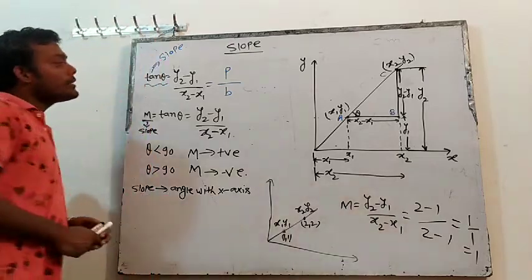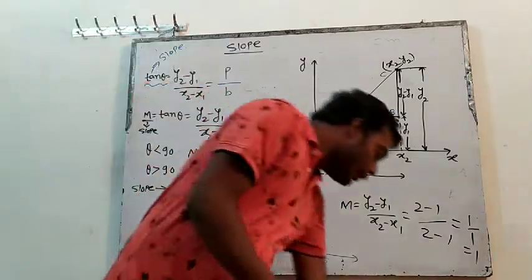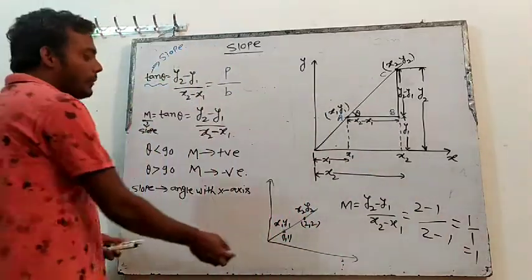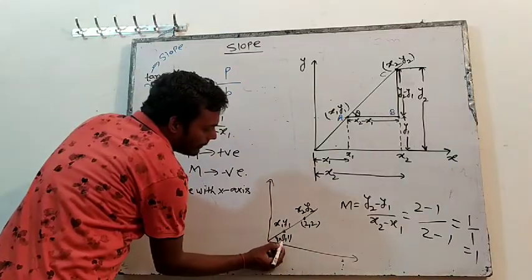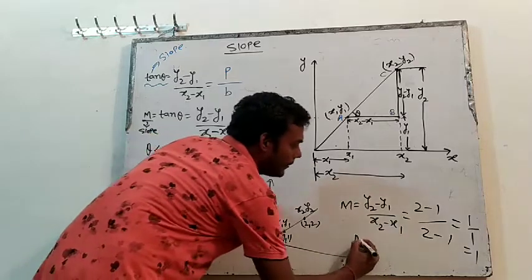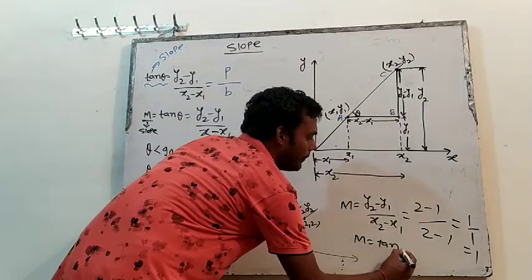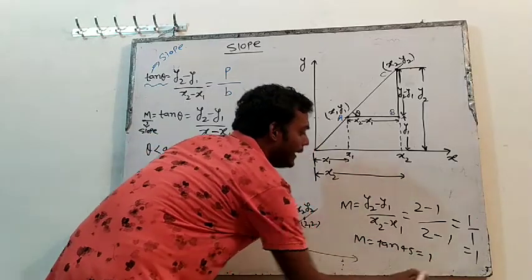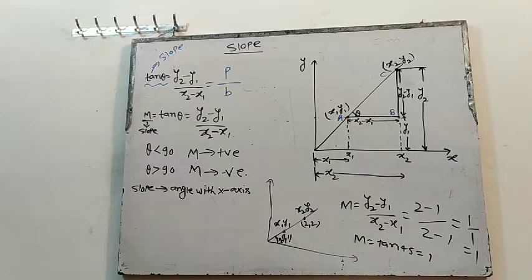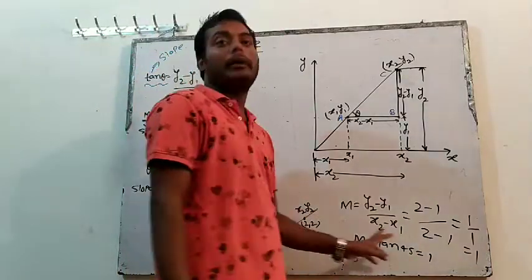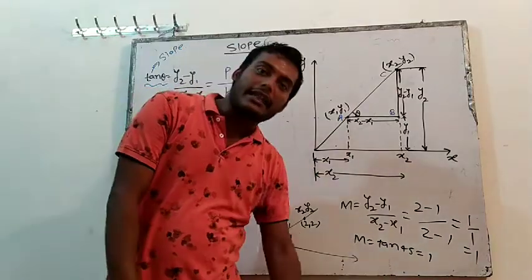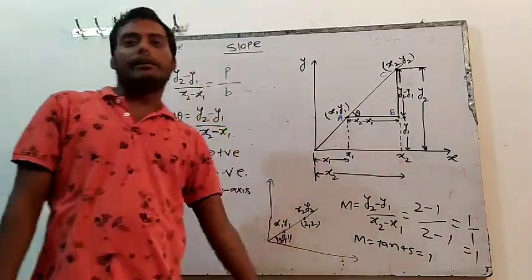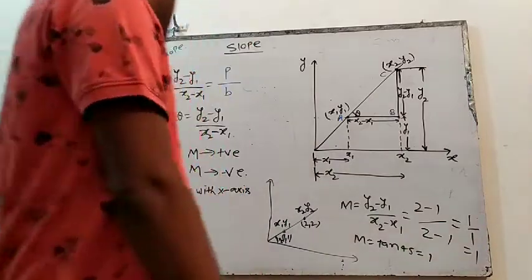So slope will be 1. And this angle, if you measure it, will be 45 degrees. And if you do tan 45, what is the value of tan 45? 1. You can calculate by any method. The answer will be the same. You can calculate either by y2 minus y1 divided by x2 minus x1, or the slope is the tangent of the angle with the x-axis. That means you calculate tan theta. In both, the answer will be the same.